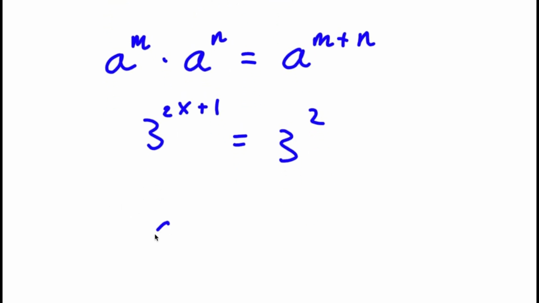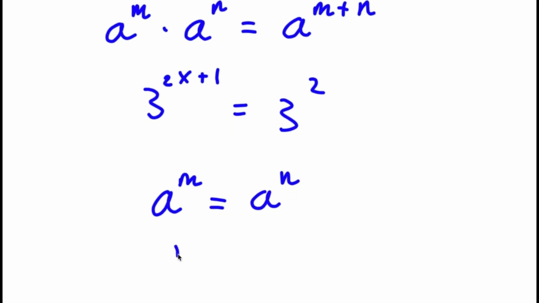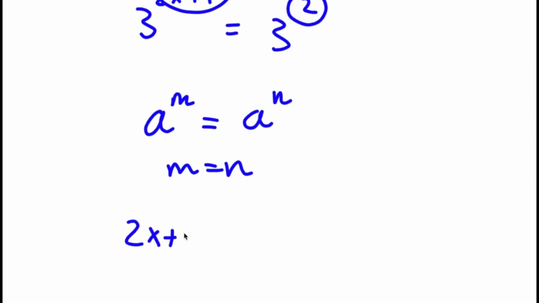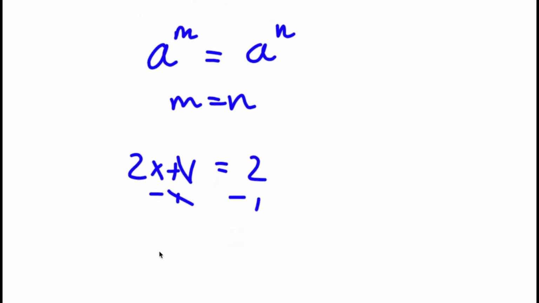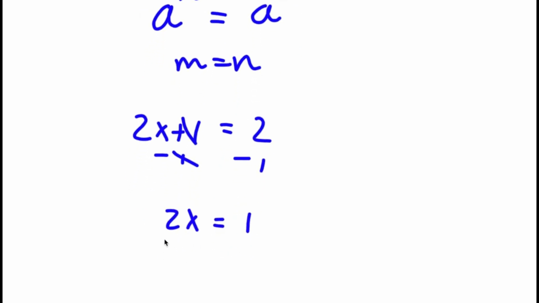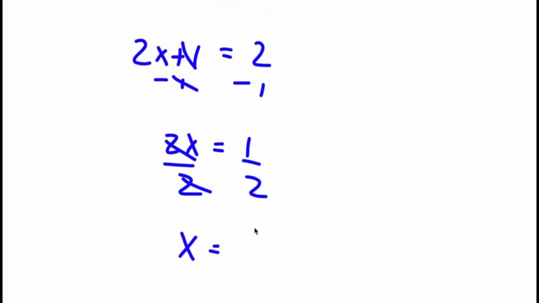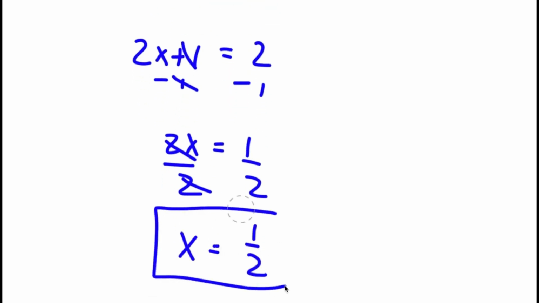Now, if I have something in the form a to the power of m is equal to a to the power of n, then this means that m is equal to n. So in this case, 2x plus 1 is equal to 2. I'm going to first subtract 1 on both sides. So I have 2x is equal to 1. Now I can divide both sides by 2. And I have x is equal to 1/2. So this is my answer.